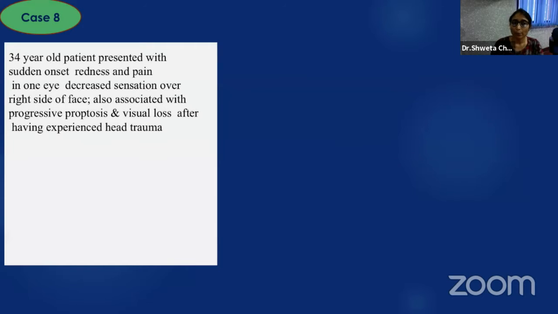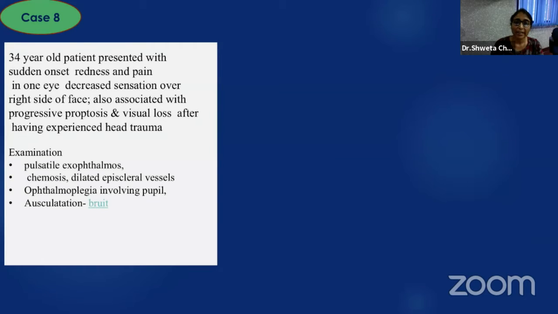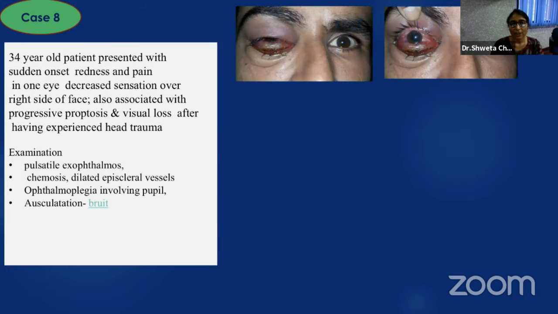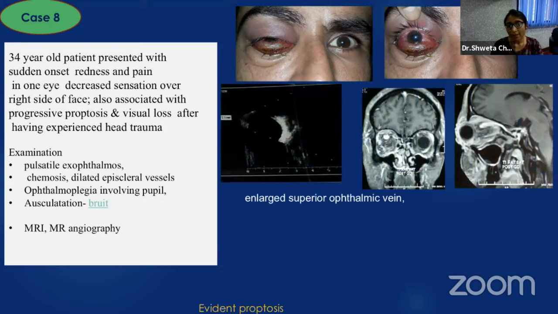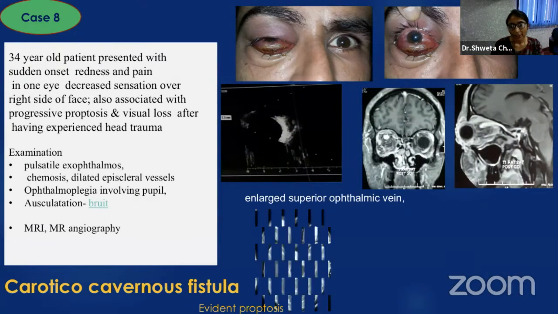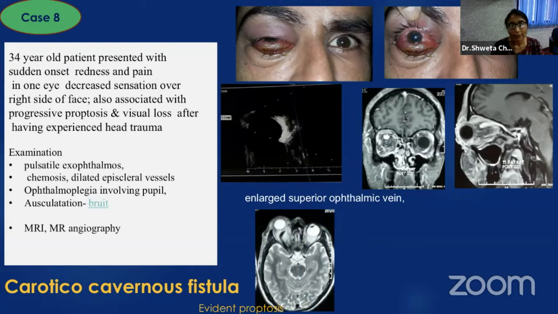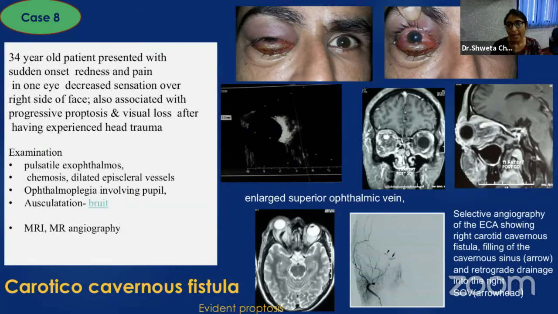Like a 34-year-old boy who presented with sudden onset redness and pain in one eye, decreased sensation over the right side of the face, associated with proptosis. On examination, he had pulsatile exophthalmos, chemosis, dilated episcleral vessels, and ophthalmoplegia involving the pupil. Urgent MRI with angiography was done. MRI revealed an enlarged superior ophthalmic vein. The patient was referred to neurosurgery in view of a carotid-cavernous fistula. So it helps in diagnosis of urgent cases and further management.